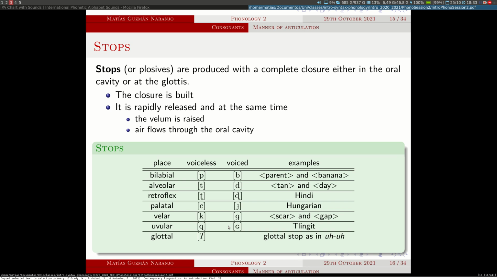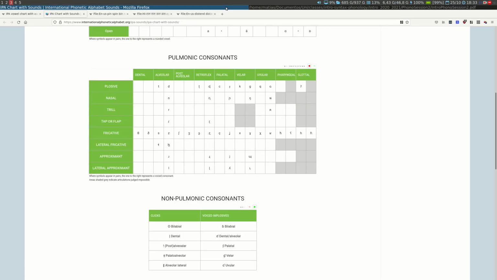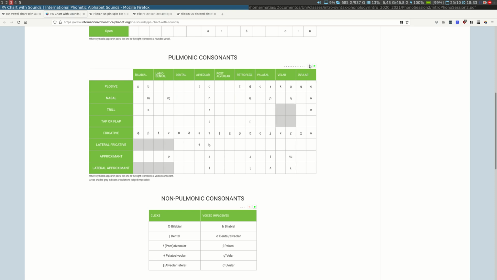So stops. In a stop, there is a complete closure of the oral cavity, and the air is completely blocked at some point in the mouth or in the glottis, and then it's rapidly released. So you have voiceless and voiced stops. The stops are the plosives. They also include nasals, but we usually mean plosives when we say stops.